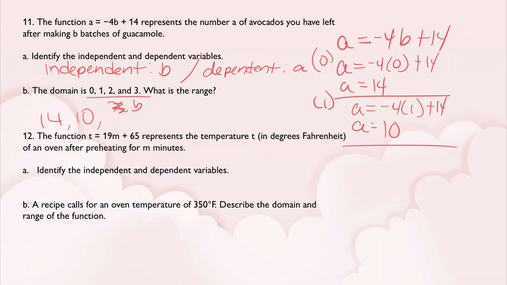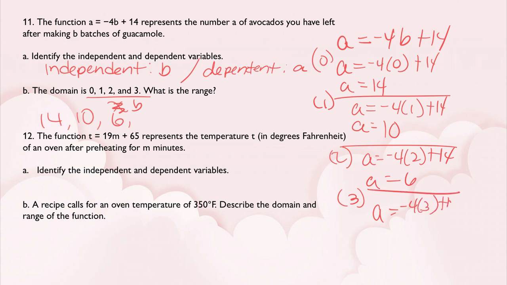What happens when I plug in 2? I'm going to have A equals negative 4 times 2 plus 14. What's negative 4 times 2? And what's negative 8 plus 14? Positive what? So that means my third range is 6. What happens when I use 3? A equals negative 4 times 3. So what's negative 4 times 3? Negative 12. And what's negative 12 plus 14?